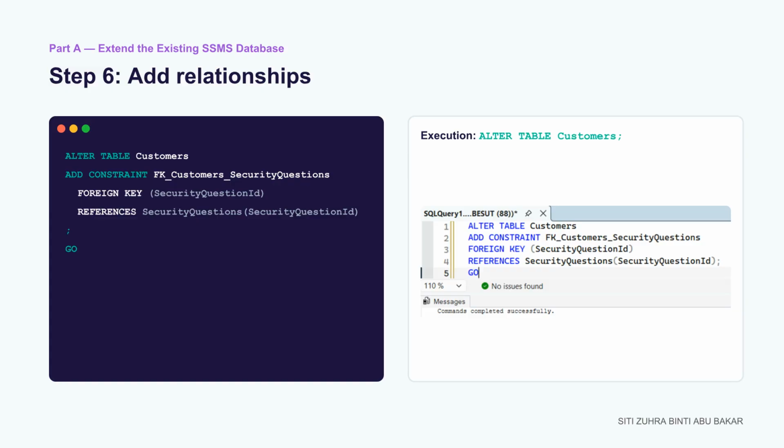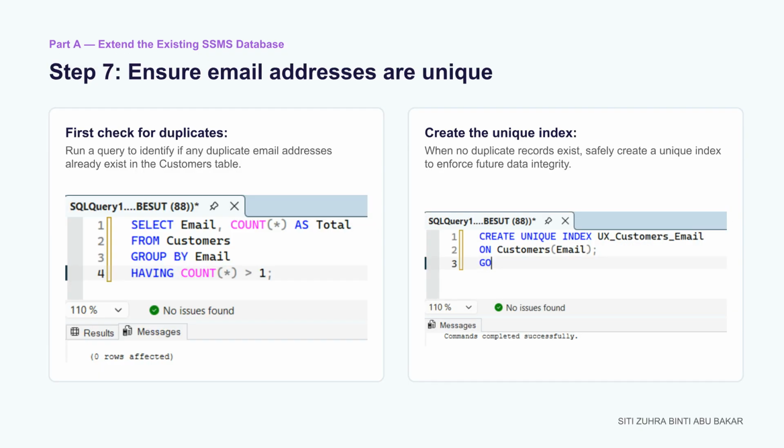Now we establish the relationship between the customers table and the security questions table by adding a foreign key constraint. To ensure data integrity, we must make sure email addresses are unique. First, check for any duplicates, and if none are found, create a unique index on the email column.